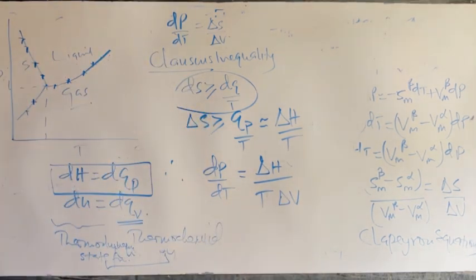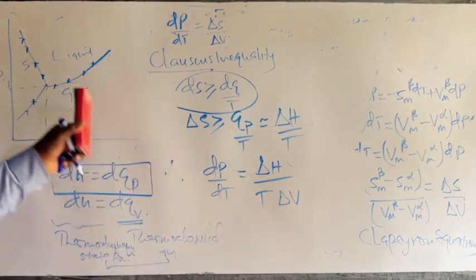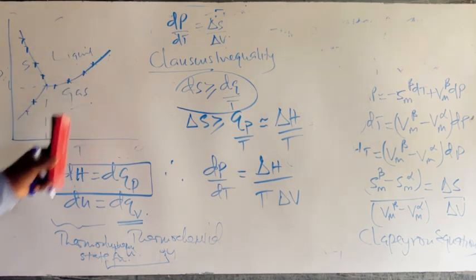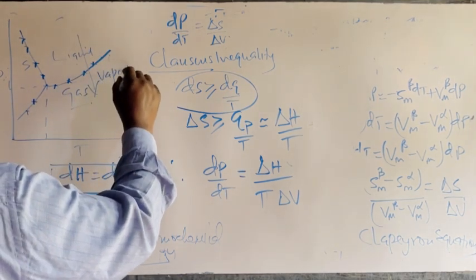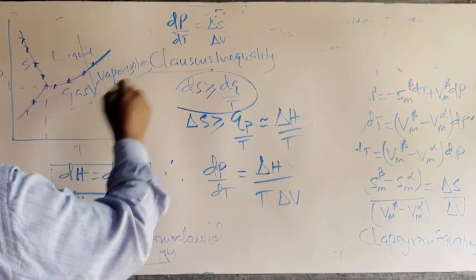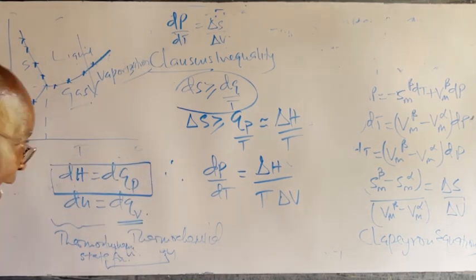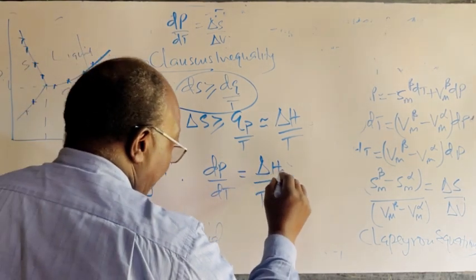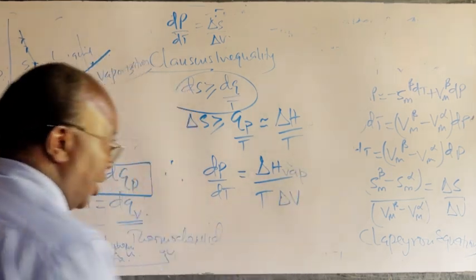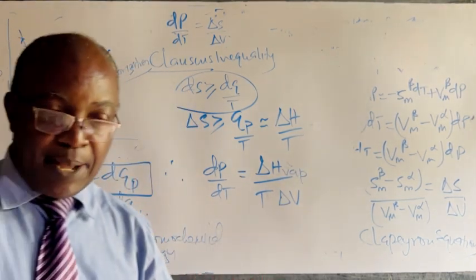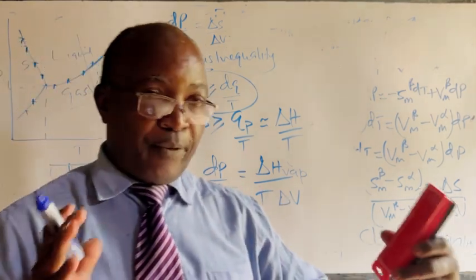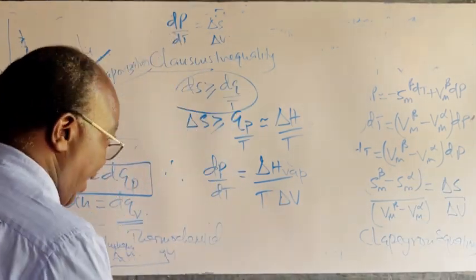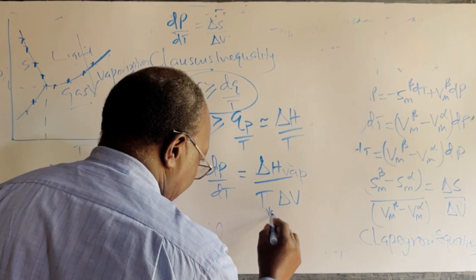Now, if I'm talking about the boundary between liquid and gas, which is vaporization, then I will use delta H for vaporization. That's the enthalpy change accompanying the vaporization process. That's the transformation from liquid to vapor, and the temperature at which it occurs.